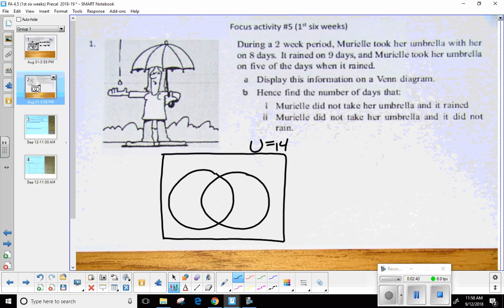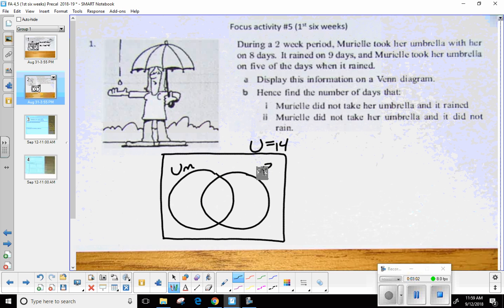Why don't we go ahead and say the days she brought her umbrella, let's say UM for umbrella. That way, you know, we don't confuse the U with the universe. And then for the days it rained, we'll just say R. Okay. So what do we know? Where can I start putting values in the Venn diagram? Took umbrella 8 days.